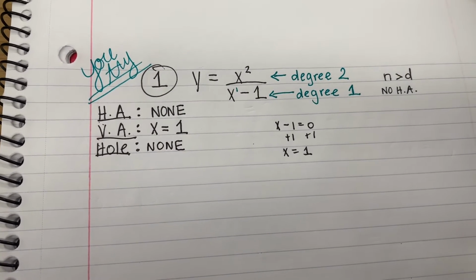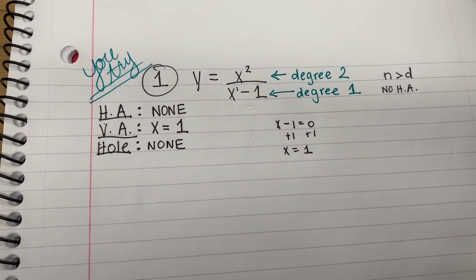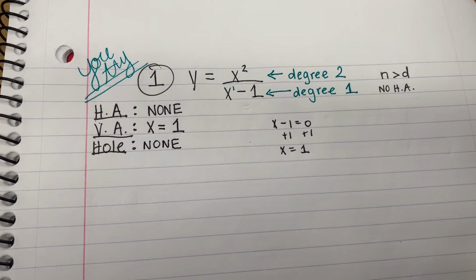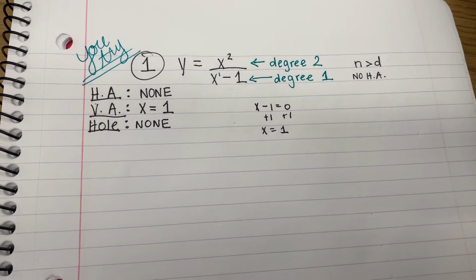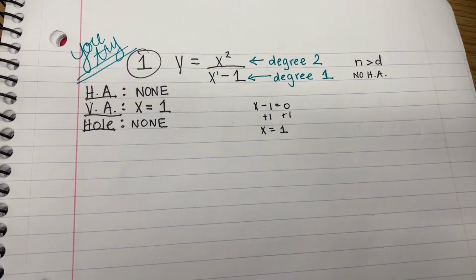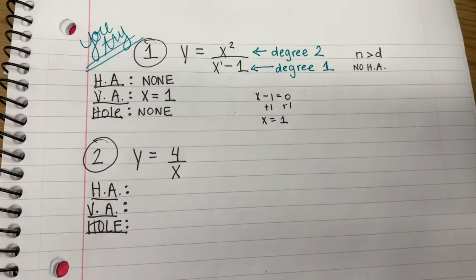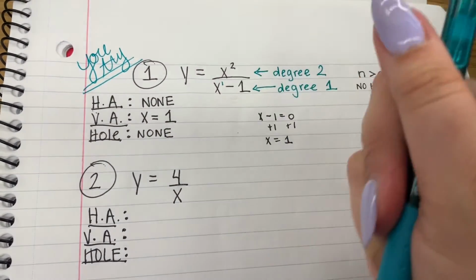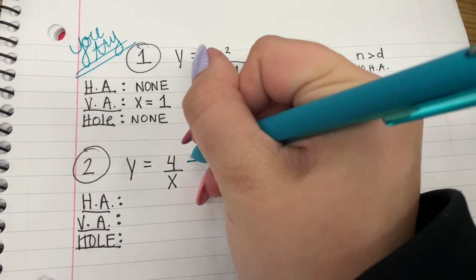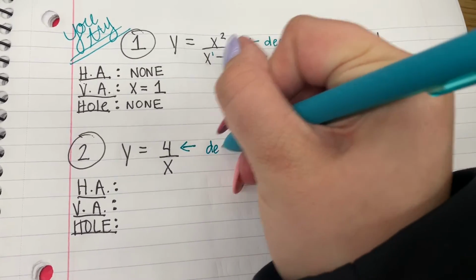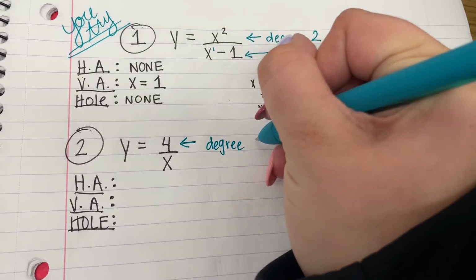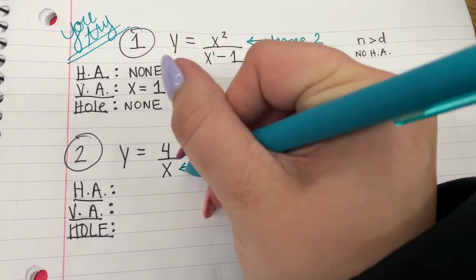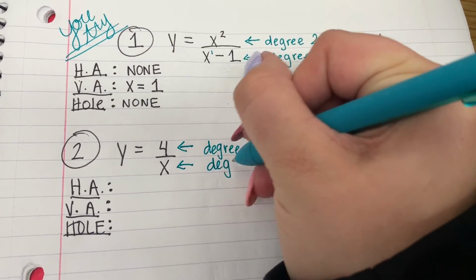All right, so we should notice that the degree of the numerator is larger than the degree of the denominator, which means we have no horizontal asymptote. We can't factor anything, so nothing cancels. So we just have a vertical asymptote at x equals 1, and there is no hole because nothing canceled. Let's look at this next one, 4 over x. This is the first one that I graphed, so we saw that it had 2 asymptotes. Let's see if we can find them both.